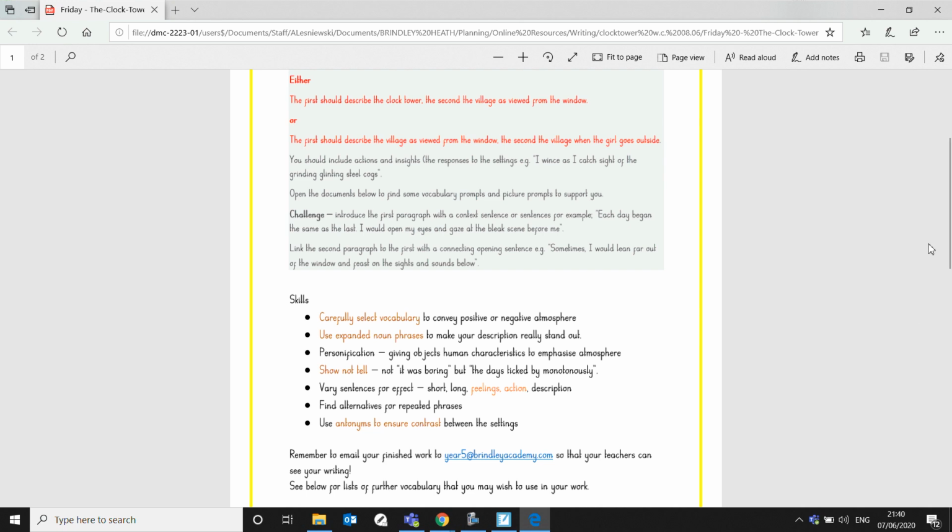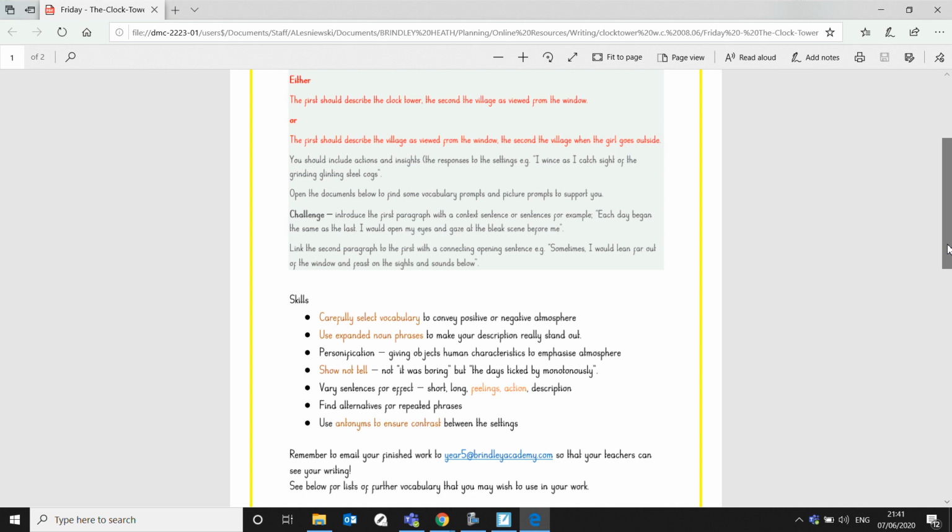The skills that I want you to think about today, carefully selecting vocabulary. So the work that you did yesterday will be crucial here, and this vocabulary should convey either a positive or a negative atmosphere. So think carefully which of your paragraphs is going to be a positive atmosphere and which is going to be a negative one. You're going to use expanded noun phrases, so adjectives in a sentence to describe a noun, to make your description really stand out. You could use personification, a skill we looked at a few weeks ago, giving objects human characteristics to emphasise atmosphere. You should use show not tell, so what we've been looking at this week. So it just really enhances that description.